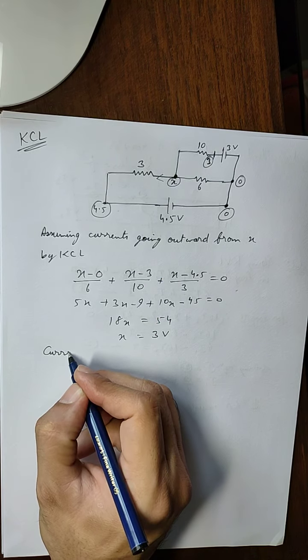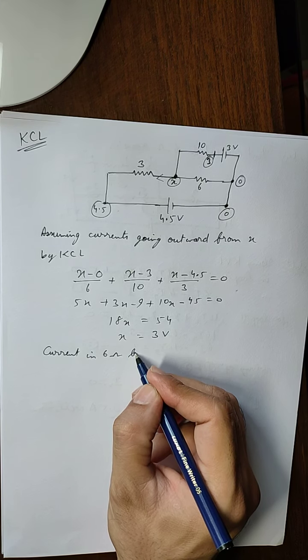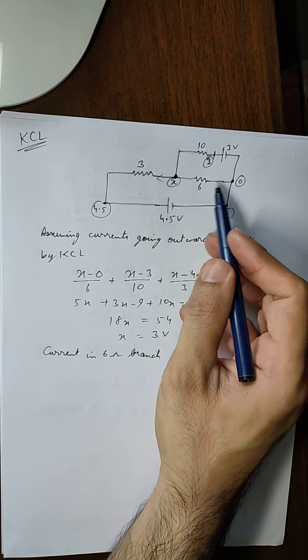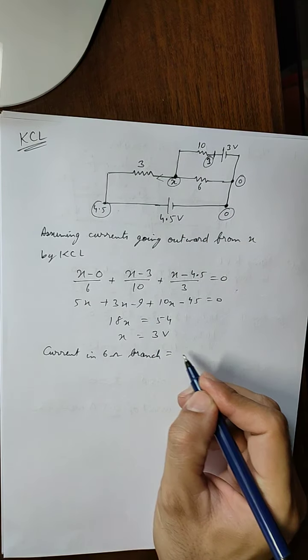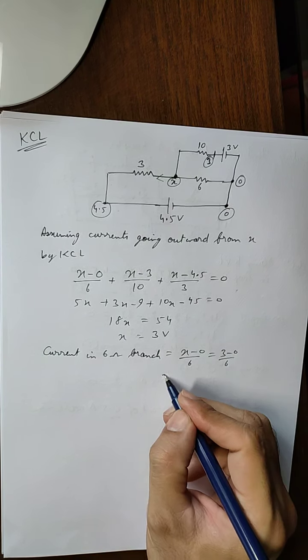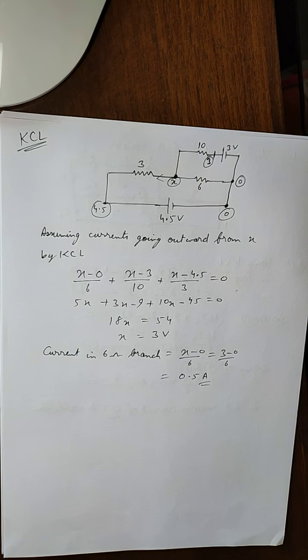So that means the current in the 6 ohm branch, through this 6 ohm resistor, will be equal to x minus 0 upon 6. So this will be 3 minus 0 upon 6, or 3 by 6, that will be equal to 0.5 ampere. This is the same answer that we got by applying Kirchhoff's voltage law.